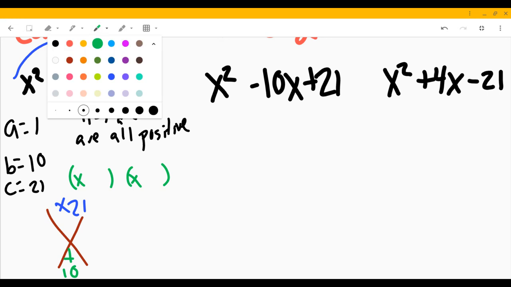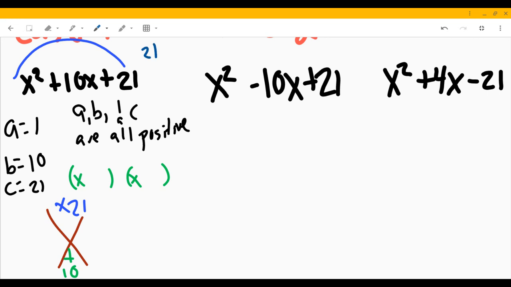So again, you can list out the factors of 21. 1 goes into 21. 3 goes into 21. 7 goes into 21. And 21 goes into 21. Now, which pair of factors here add up to 10 and multiply to 21? Well, that's going to be 3 and 7. So positive 3, positive 7. So simplifying that quadratic expression would be x plus 3 and x plus 7.